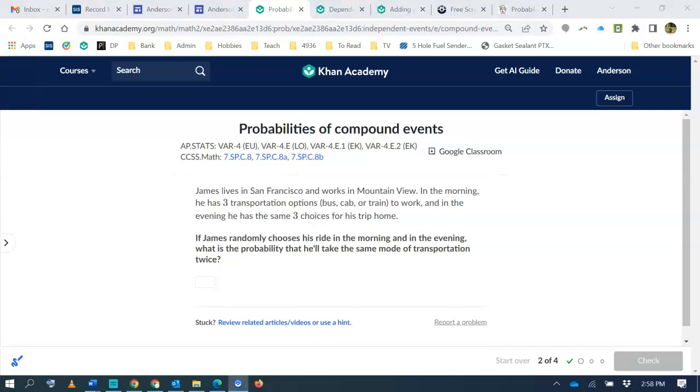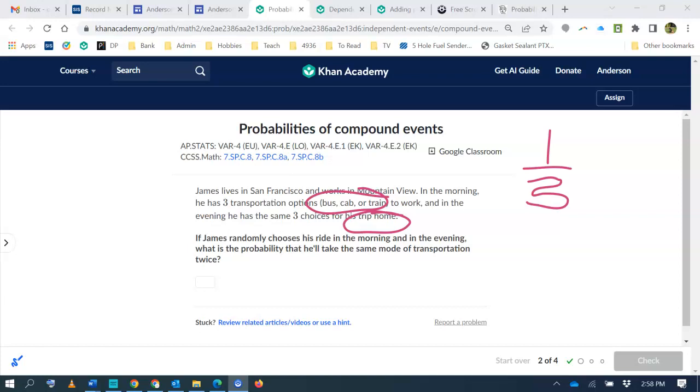All right, so this is 2 different things happening here. We have going to work and then coming home. Going to work, he has how many options? 1 in 3 options. Now going back home, how many options does he have to come back home? He has 3 as well.